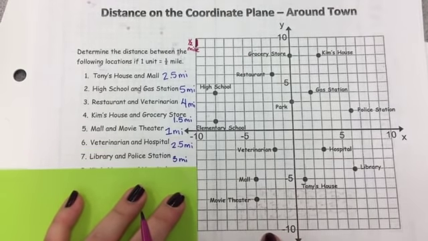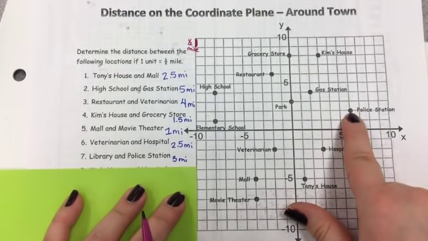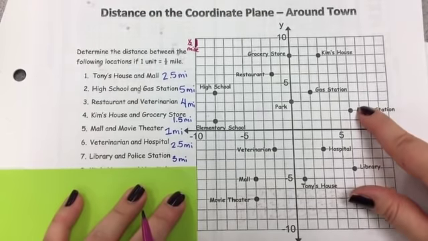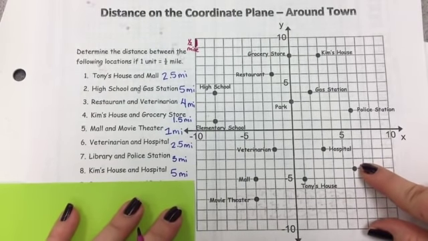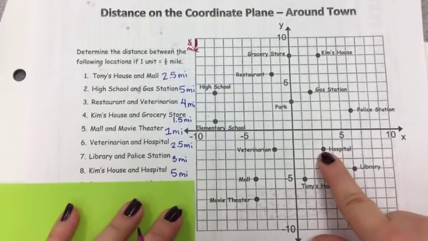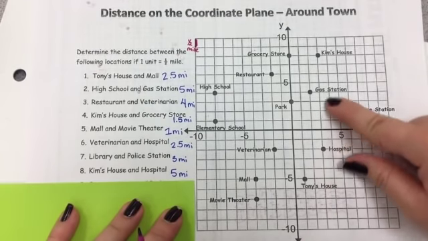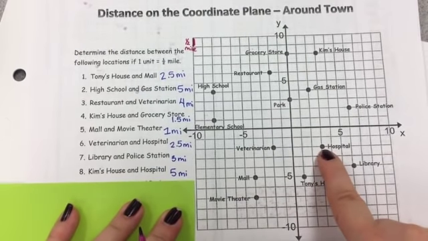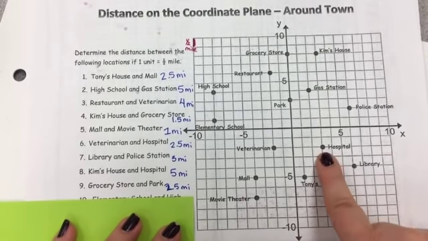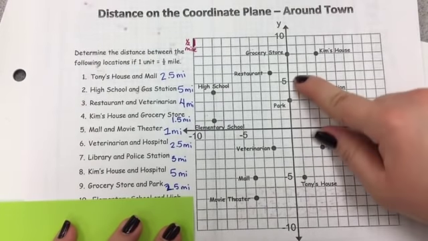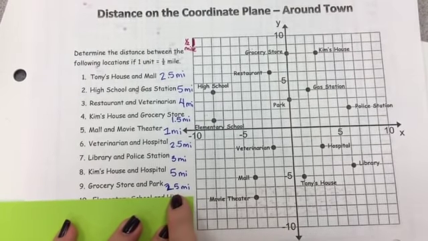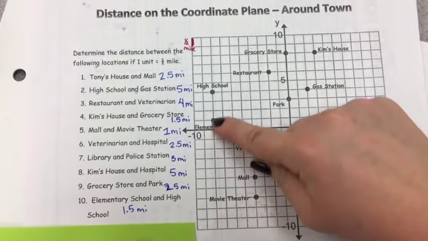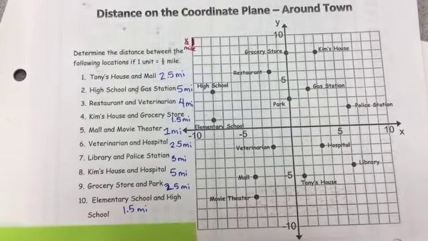The library and the police station are 6 units apart, so they should be 3 miles apart. Kim's house and the hospital, these should be 10 units apart, which means it would be 5 miles from Kim's house to the hospital. The grocery store and the park are 5 units apart, so that should be 2.5 miles apart. And the elementary school and the high school are 3 units apart, so that should be 1.5 miles apart.